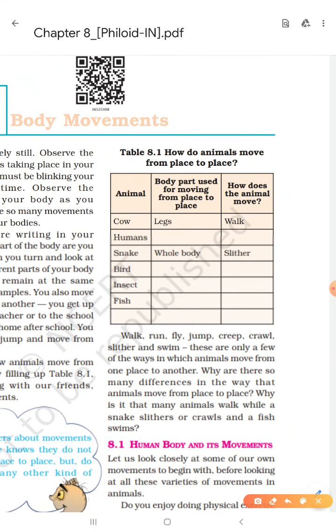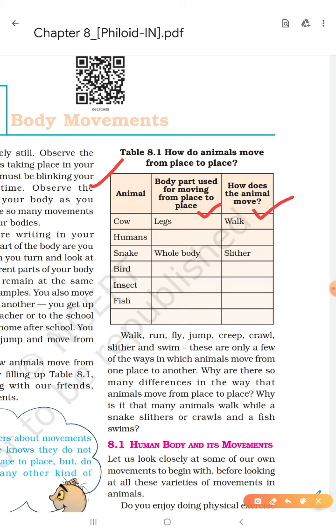You can see, dear student, here there are three columns. In one column there are some animals, and in the second column we have the body part used for moving from place to place. If that animal moves from one place to another, which body part do they use for that? This is the column for that. And how does the animal move, what do we call that? That's the third column.